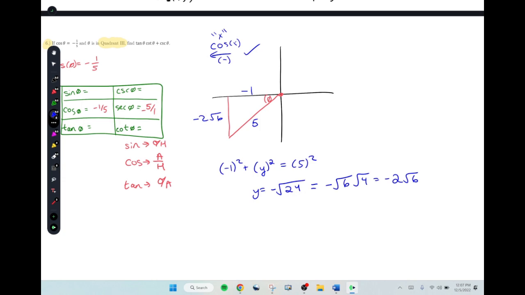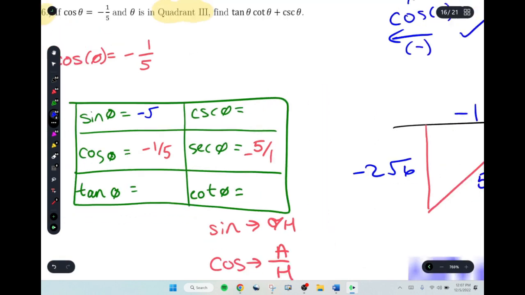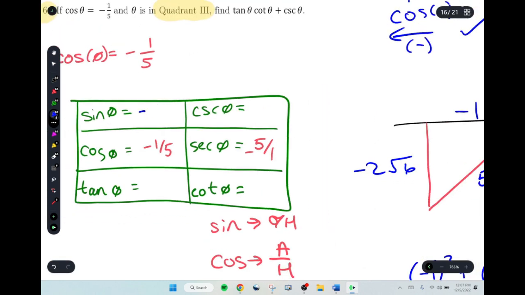Fill out your table of 6. What you get for your table of 6? Negative 2 root 6 over 5. 5 over negative 2 root 6. Negative 2 root 6 over negative 1? Oh, that's cool. That cancels out the negative signs. And 1 over 2 root 6.